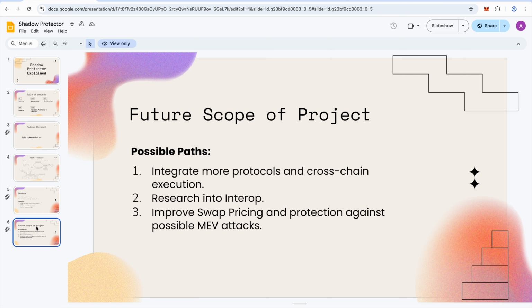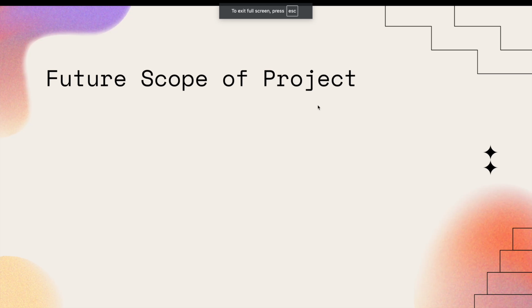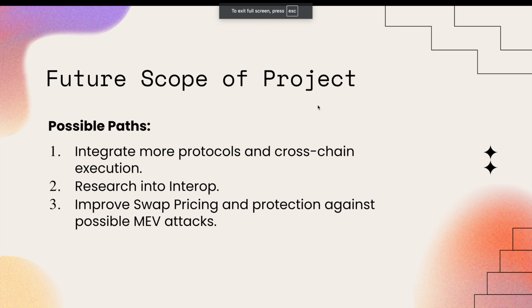And the last part, the future scope of the project. There are possible ways that this project can be moved forward. The first one is having more protocols. Euler protocol is something on my mind to be integrated next. The second is research into interop. All the OP stack based chains are going to have interop between them, so super ERC20 tokens would be interoperable and bridged easily. That's something I'm looking into and testing out right now.